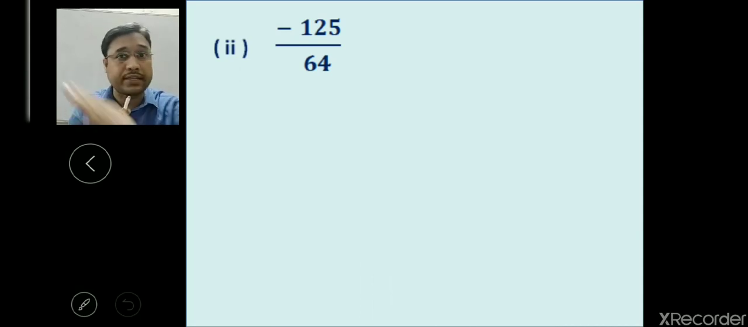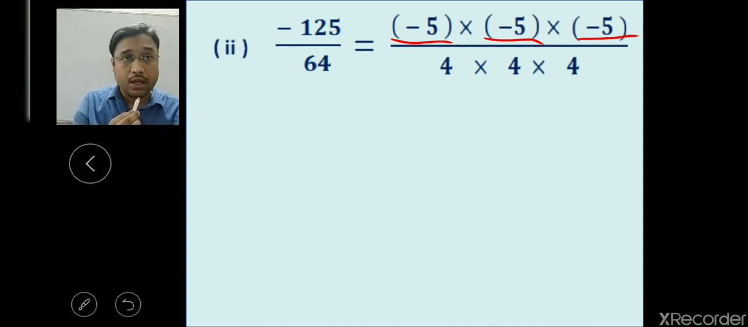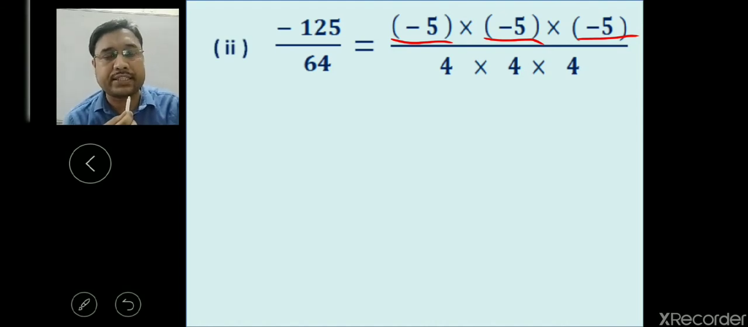Next, the second number is minus 125 by 64. First we have to do prime factorization of 125 and 64. After prime factorization we get that minus 125 is equal to minus 5 into minus 5 into minus 5. When we take three negative numbers, their product will be negative, because an odd number of negative numbers multiplied gives a negative result. So minus 5 into minus 5 into minus 5 is minus 125. Similarly, when you prime factorize 64, we get 4 into 4 into 4, that means 4 cube is 64.